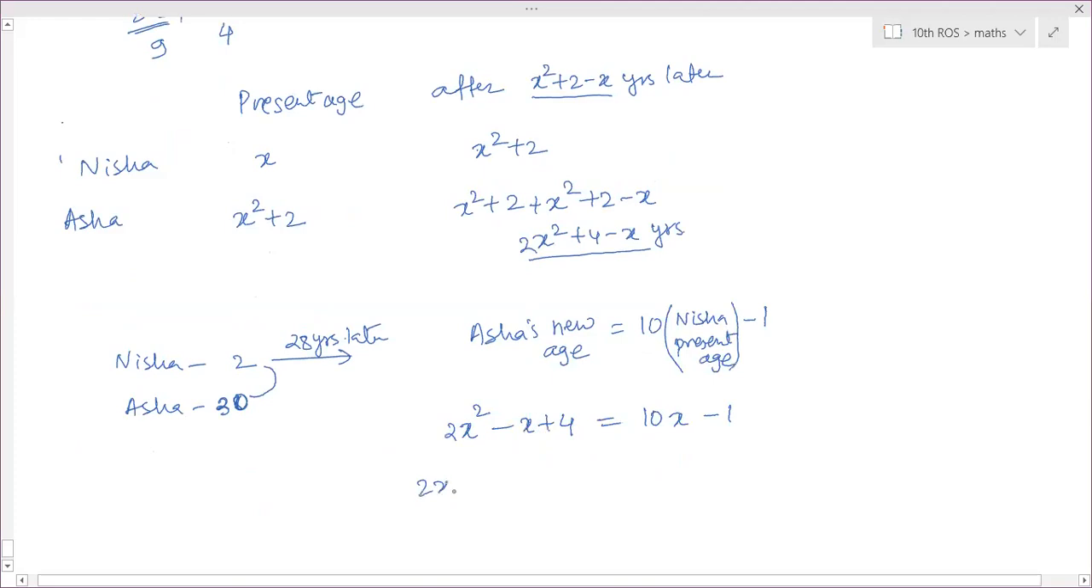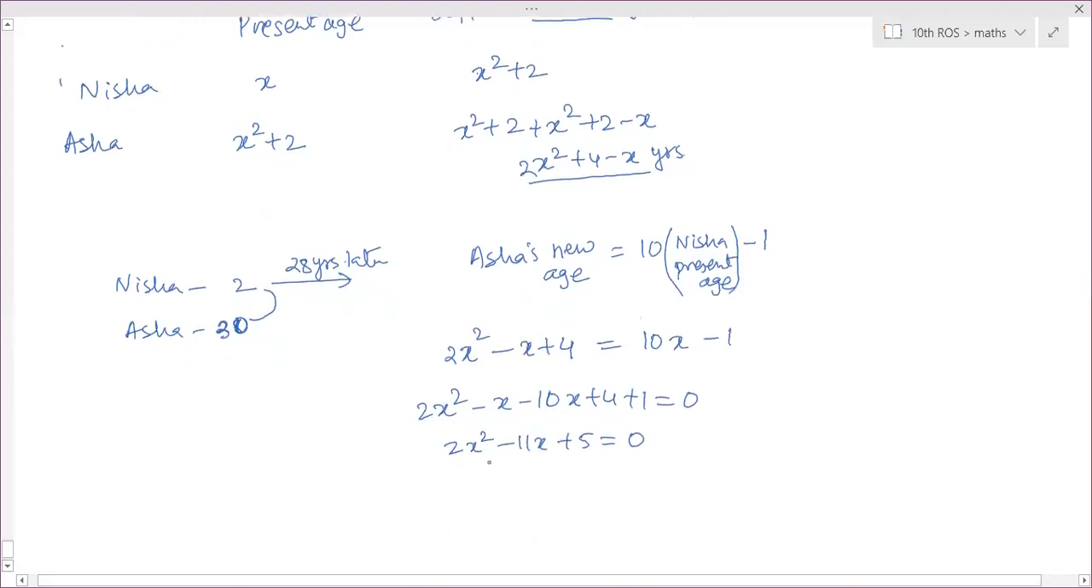Now solve this. 2x square minus x minus 10x plus 4 plus 1 is equal to 0. 2x square minus 11x plus 5 is equal to 0. Now can we solve this by factorization? 5 twos are 10 is needed. 2x square minus 10x minus x plus 5 equals 0. So 2x into x minus 5 minus 1 into x minus 5 equals 0. So x minus 5 and 2x minus 1.